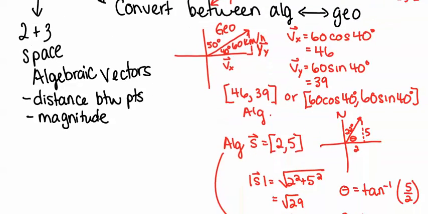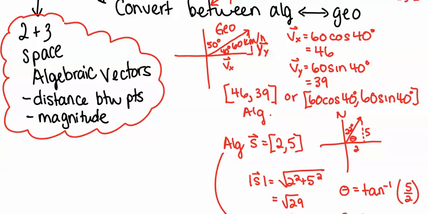And finally, the thing that we haven't done too much work on is looking at 2 and 3 space algebraic vectors. We just want to be able to recognize that points and vectors occur in 3 space, which we looked at a little bit, like x, y, z components. So we can have a vector in 3 space that's like [x, y, z].